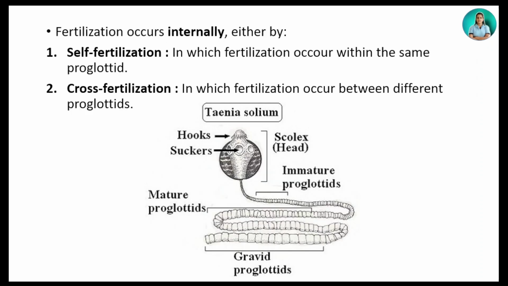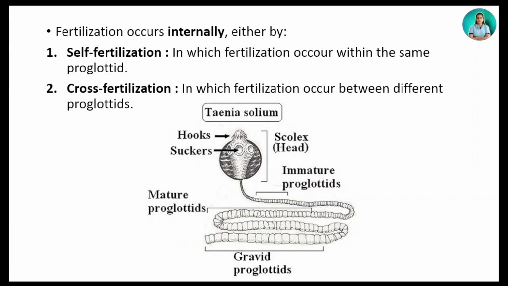So, it has a hermaphrodite character. Their fertilization is internal, and the fertilization can be either self-fertilization or cross-fertilization. In self-fertilization, fertilization occurs within the same proglottid, and in cross-fertilization, fertilization occurs between different proglottids.